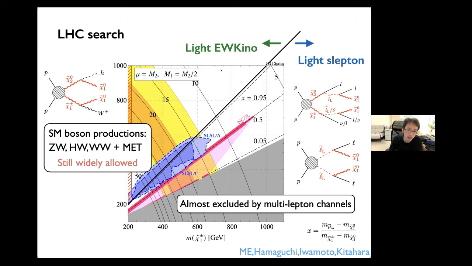On the other hand, in the light electroweakino region, instead of making these multi-leptons, the electroweakinos decay into the neutralino while emitting a standard model boson. So the LHC channel is standard model boson production plus missing transverse energy. And as you can see, even after LHC Run 2, almost all parameter regions are still allowed.